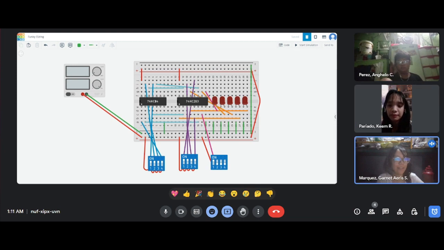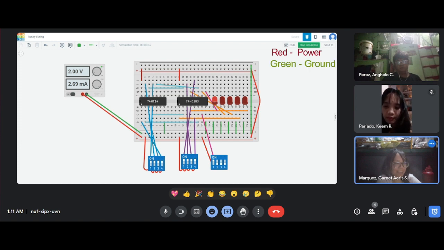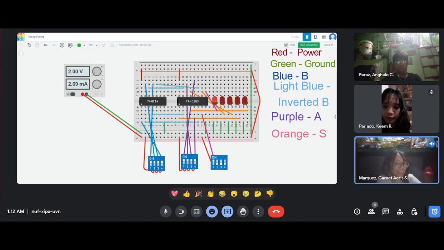So here we have the Tinkercad for our breadboard, which represents Bit Parallel Subtraction. So first we will start the simulation, and then as you can see, this bulb is lighting up. So first, let us explain the wires. Yung red wire is yung power. Red is power. Green is yung negative, yung ground. And then, yung blue is yung B. And then light blue is inverted B. Purple is the A. And orange is S, which is the sum of output.